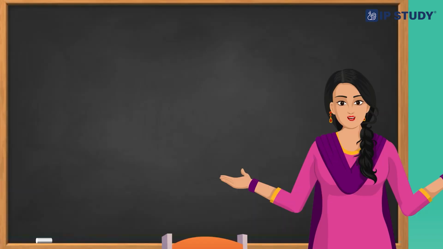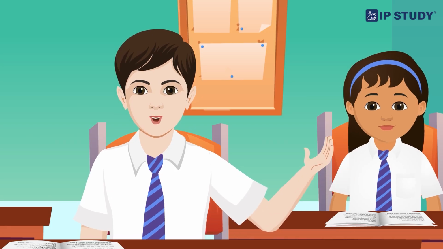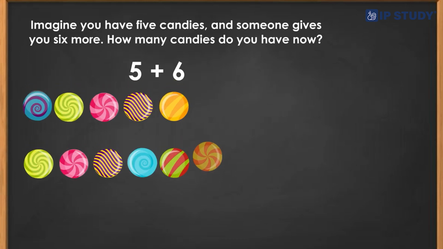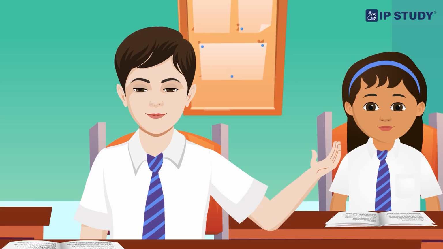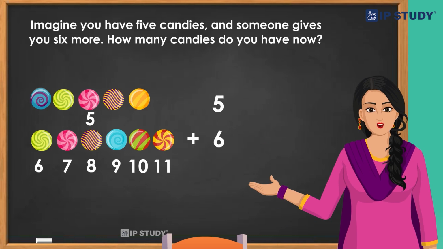Aman, you are doing great. Just a few more to do. Let's find the sum of 5 plus 6. Is it 11? Let's think it over. Imagine you have 5 candies and someone gives you 6 more. How many candies do you have now? 5, 6, 7, 8, 9, 10, 11. I have 11 candies. Exactly. So 5 plus 6 equals 11. Let's write it down using vertical addition.